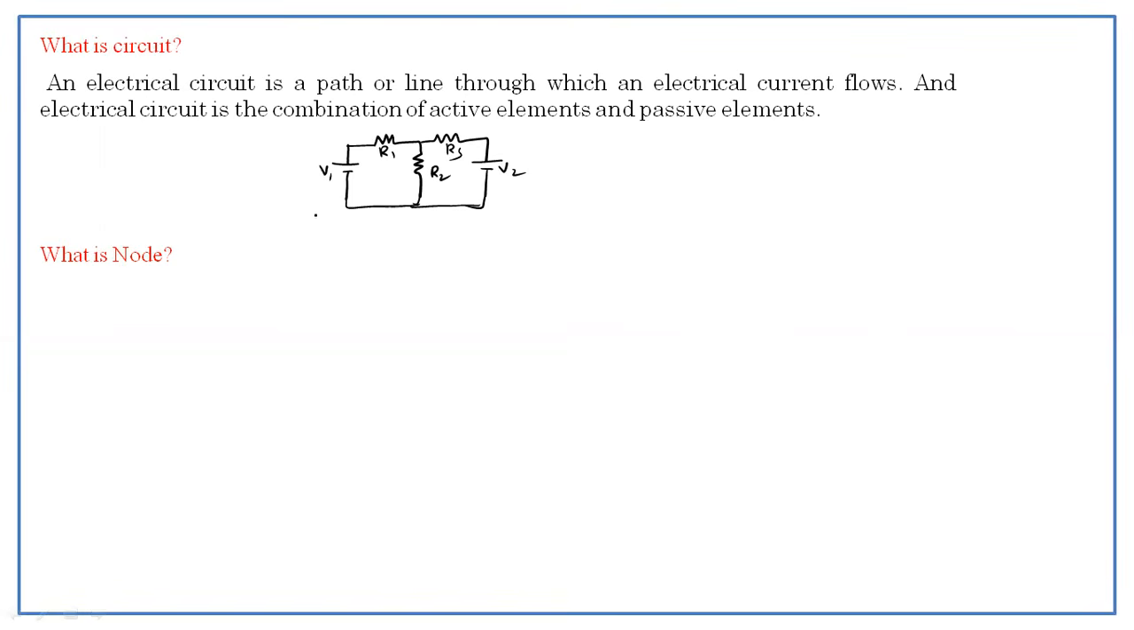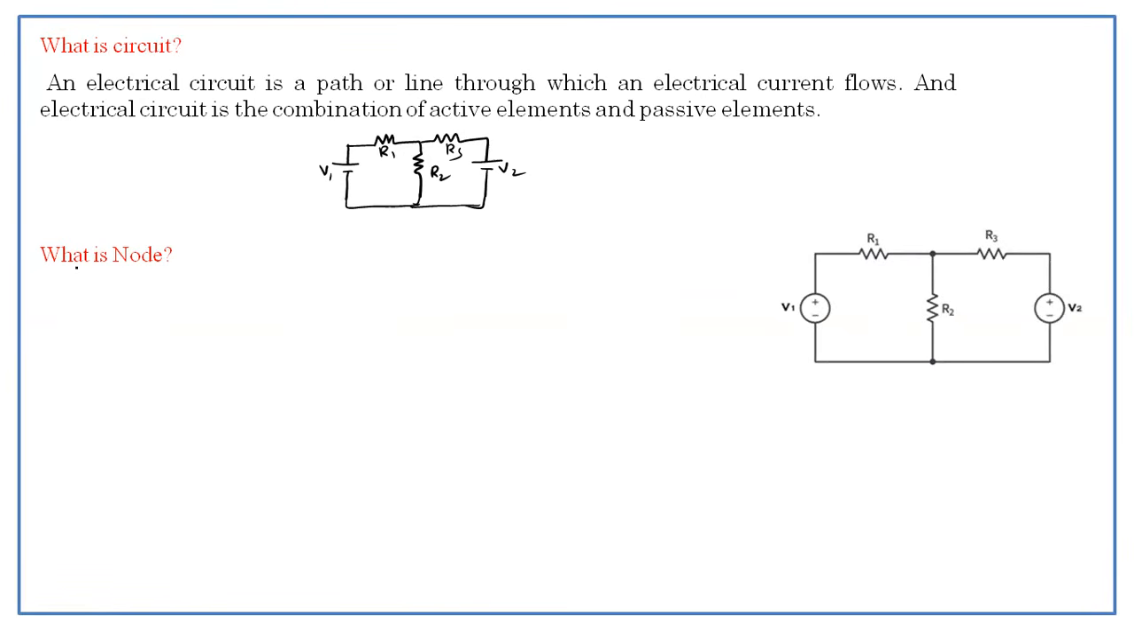So simply we can say that the circuit is a combination of active elements and passive elements, having a closed path. Here, V1, V2 are the active elements, voltage sources, and R1, R2, R3 are the passive elements. An electrical circuit is a path or line through which the electric current flows. So in this, the current flows as it is a closed path, and the electric circuit is a combination of active and passive elements. You can take any circuit, but this is one of the circuits.